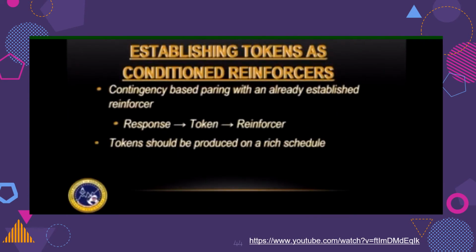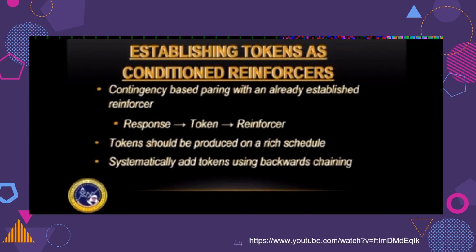During acquisition, tokens should be produced on a rich schedule, such as a fixed ratio 1 or an FR1. Additional token requirements can be added to the system by systematically adding tokens using backwards chaining. As you can see, additional tokens are now being added to the token system.